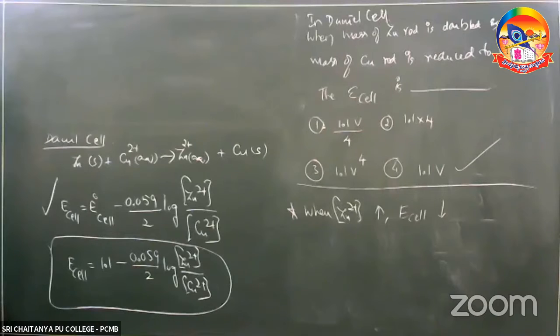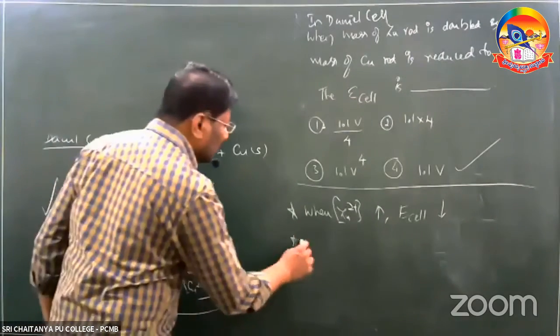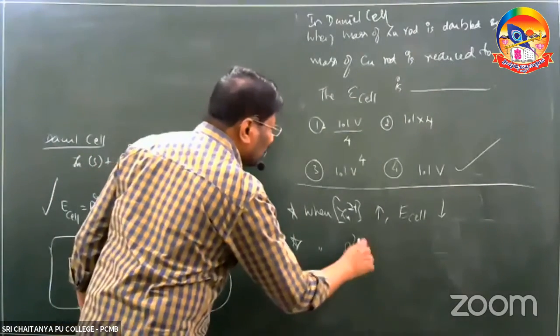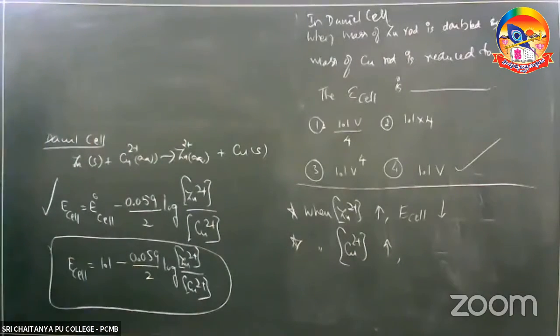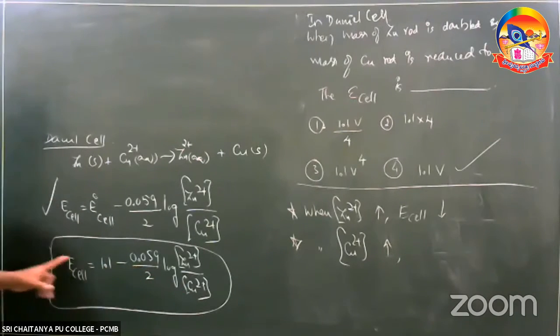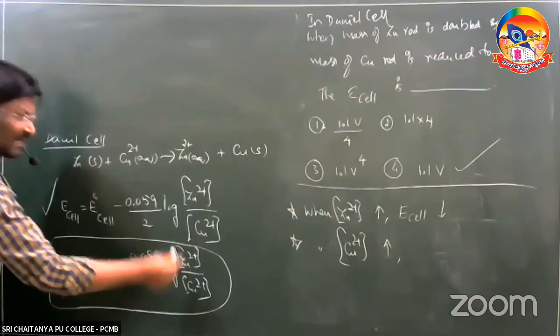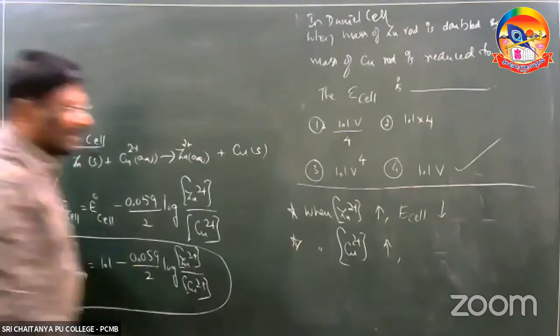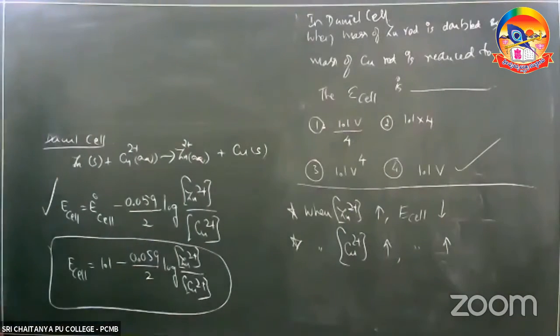Understand? So please remember, this is also most important. Suppose, for example, when Cu2+ concentration increases, what happens? Cu2+ concentration is in the denominator, so we feel it is inversely proportional. But the minus sign is there now. Therefore, if Cu2+ concentration increases, E cell increases. Please remember that. So that is another one.